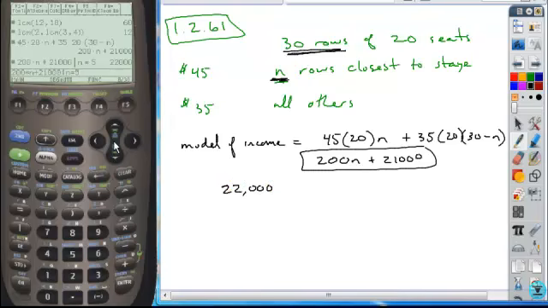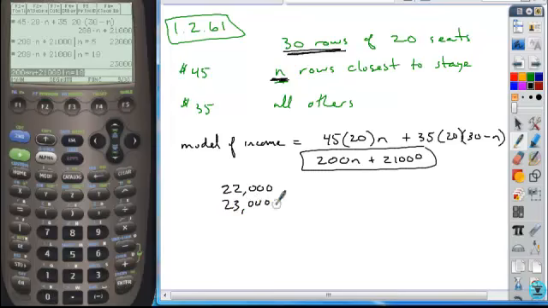Okay, and then it asks me to test when n is 10. So all I need to do right here is delete 5, replace it with a 10, hit enter, get 23,000, and obviously you can see where this is headed. The next one at 15, you should expect it to be 1,000 more. So those would be your 3 different answers as you move through.